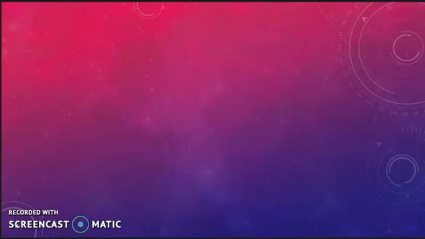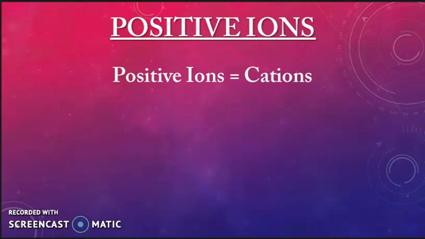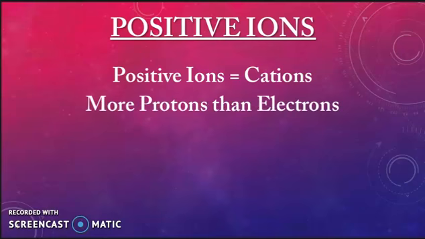So we're going to start off with looking at positive ions. This is a little bit of a review, and positive ions are called cations. That should be from our previous episodes. And usually we would have more protons than electrons. And cations tend to lose electrons. Not even tend, they do, they lose electrons.